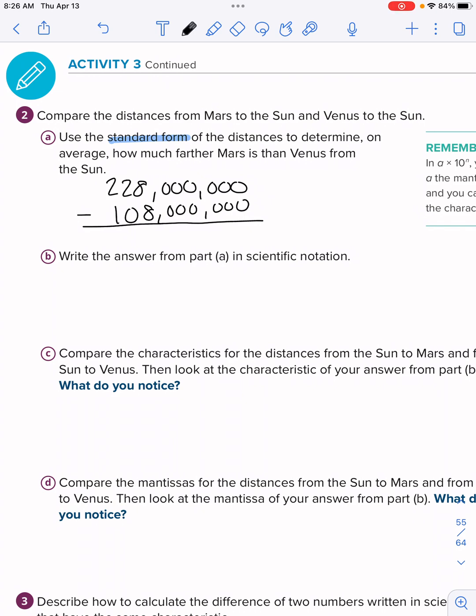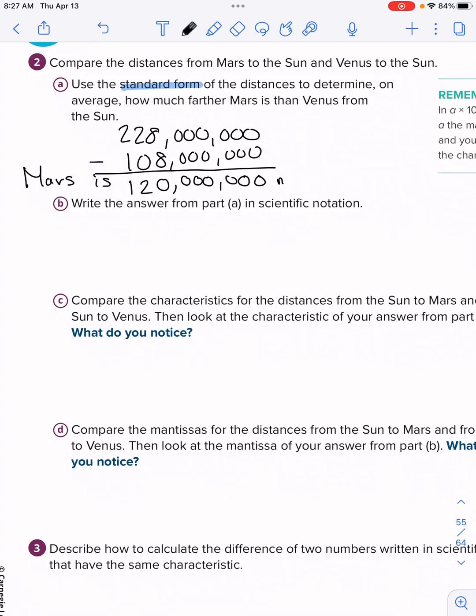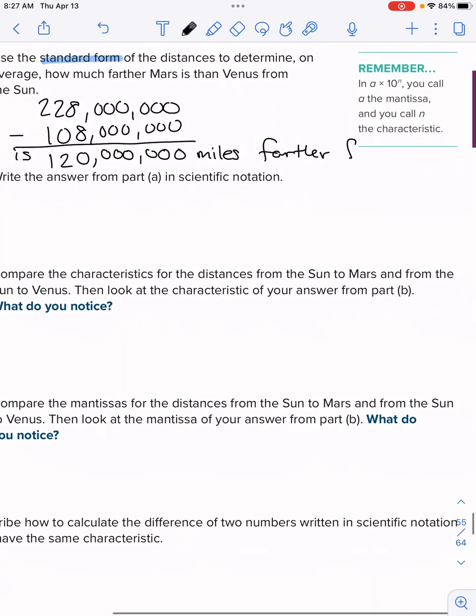Right, so obviously when you subtract using the traditional algorithm, you subtract from right to left. So we're going to put 0 minus 0, 0. These will all be zeros here. I'll put commas for each 3. This will be a 0. 2 minus 0 is 2. 2 minus 1 is 1. All right, so we're going to say on average, Mars, I'm going to write it like this. Mars is 110 million miles farther from the sun.